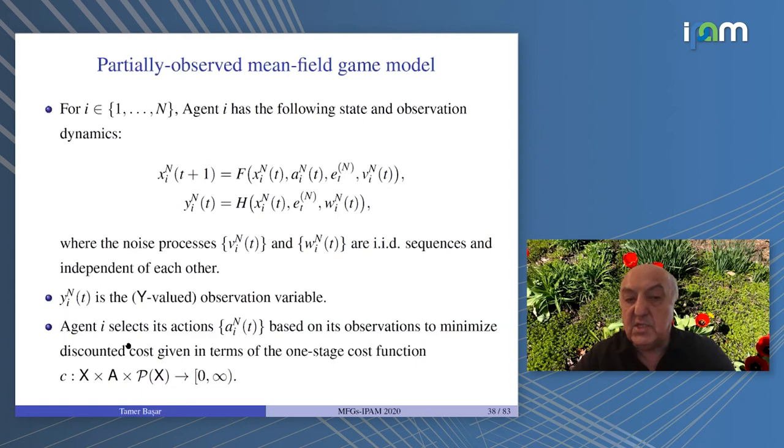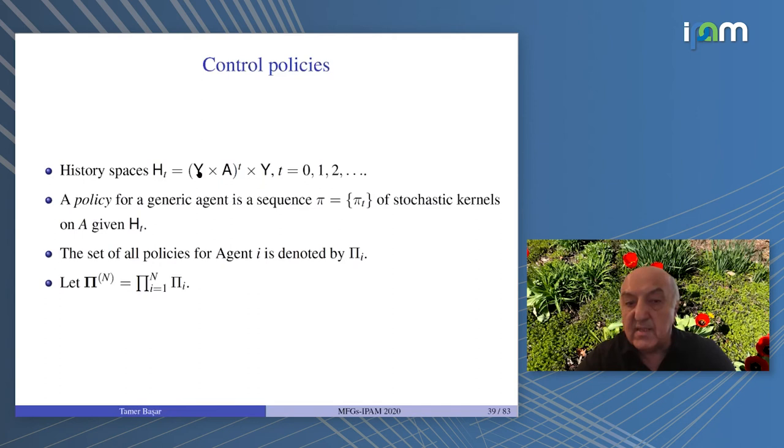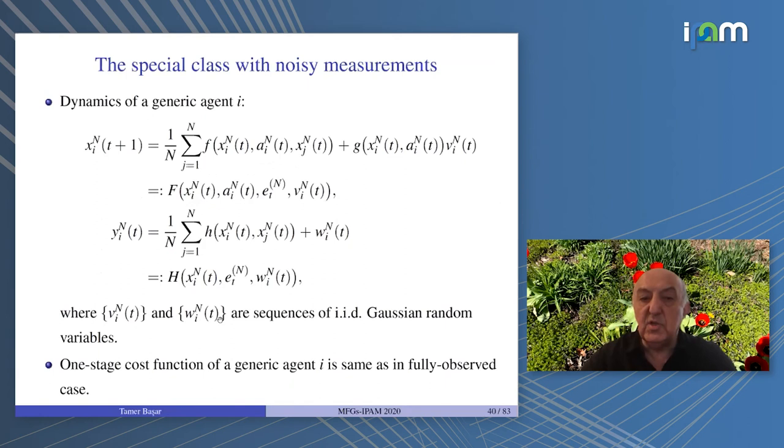The agent i selects its action based on its observations to minimize a discounted cost given in terms of this. It's the same type of cost that we have. But now the difference here is that instead of X, now I have Y. Okay? For the special case, again, the same sort of dynamics. This is all scalar. And the measurement can be written in this form, where W is an additive noise, and the measurement channel has contributions coming in from the other states also. So you have coupling in this case, not only in the state equation, but also in the measurement equation, as well as in the cost function.